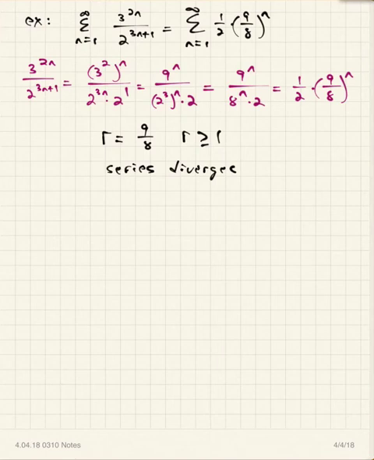The key here is you've got to be able to identify a constant to the nth power like that, and then you can get the common ratio. I mean, first of all, that tells you that the series is geometric. And then you can get the common ratio, and then you can go from there.